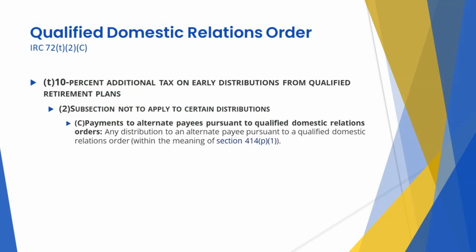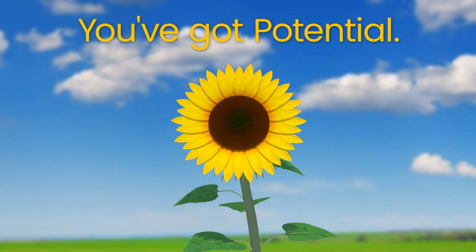Unlike other distributions from 401ks and qualified plans, QDRO distributions made prior to age 59 and a half aren't subject to the early withdrawal penalty of 10%. You can take a distribution pursuant to a QDRO without incurring a penalty, but regular income tax still applies. This exception is found in Internal Revenue Code 72(t)(2)(C). Let's go through another example of how this works.